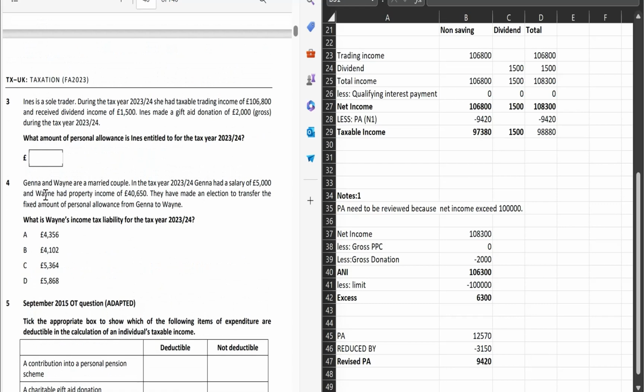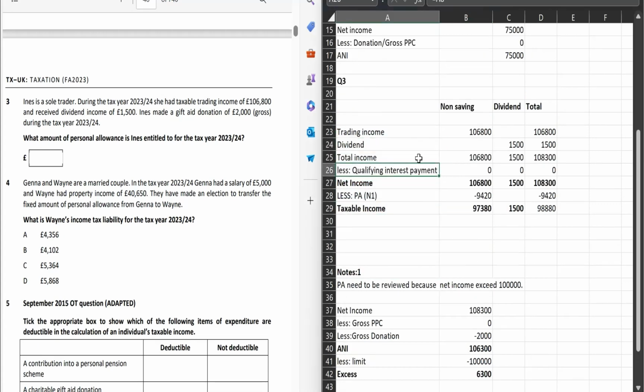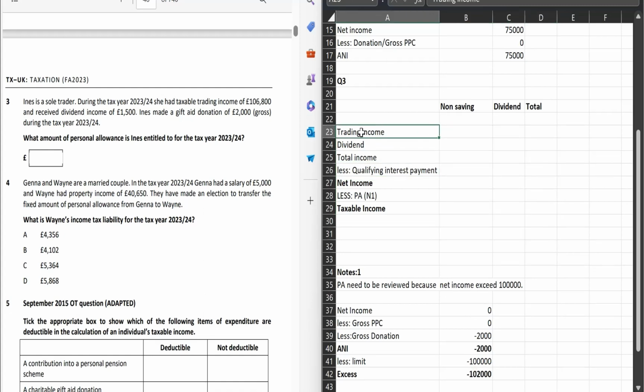Gina and Wayne are a married couple in the tax year 23-24. Gina has a salary of 5,000, so I will just edit all this: employment income. Just wait, we have to calculate the income tax liability of the Waynes, right? Gina had a salary of 5,000 and Wayne has a property income of 4,650. So it means property income, and it will be classified under the head non-saving, as I said earlier.